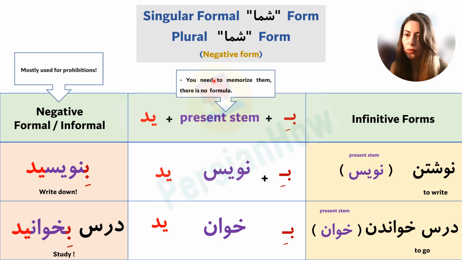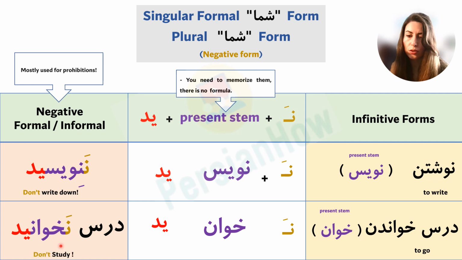And also let's go over the negative form too, which is also used for prohibitions. So back to this one. Be also needs to be replaced with na. So بنویسید changes to ننویسید. It means like don't write down. The second one, be needs to change to na. So درس بخوانید here changes to درس نخوانید. It means don't study.